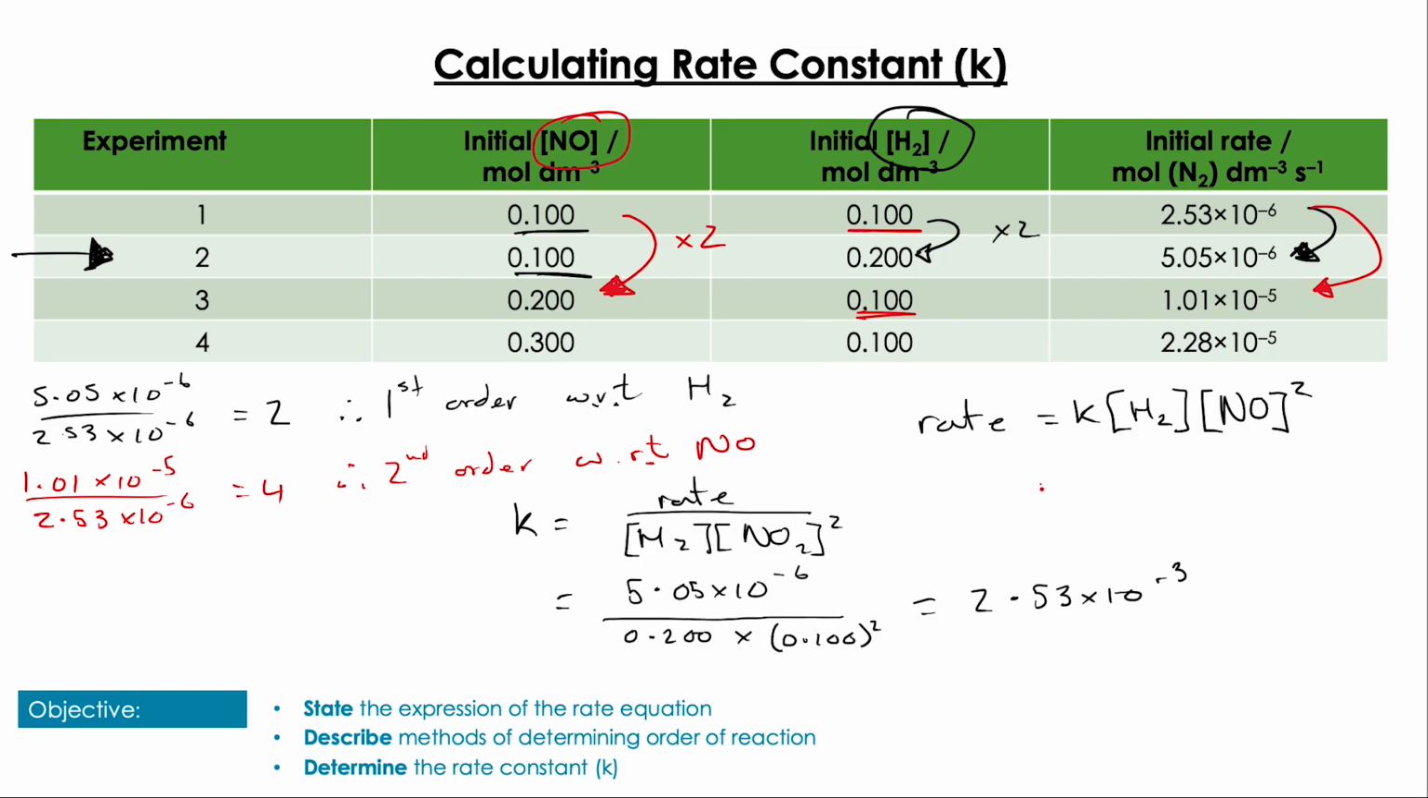Bearing in mind my units, moles per decimeter cubed per second divided by moles per decimeter cubed all cubed, which is moles to the 3 and decimeters to the -9. Once again, using indices, moles divided by moles to the 3 is moles to the -2. Decimeters to the -3 divided by decimeters to the -9 is decimeters to the 6, and seconds to the -1. That allows us to quote the final rate constant for this reaction as 2.53 times 10 to the -3 moles to the -2, decimeters to the 6, seconds to the -1, as long as temperature remains constant.